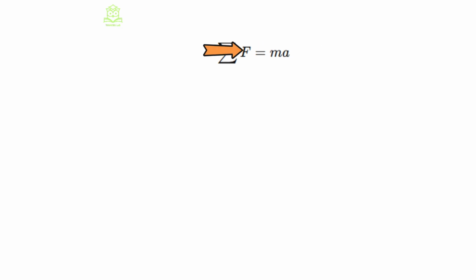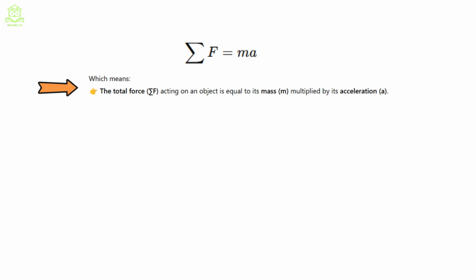Step 1. Understanding the formula. Newton's second law is written as the sum of all forces equals mass times acceleration. Mathematically, this is written as ΣF = ma. In equation form, sigma F equals m times a. This means the total force acting on an object is equal to its mass multiplied by its acceleration.